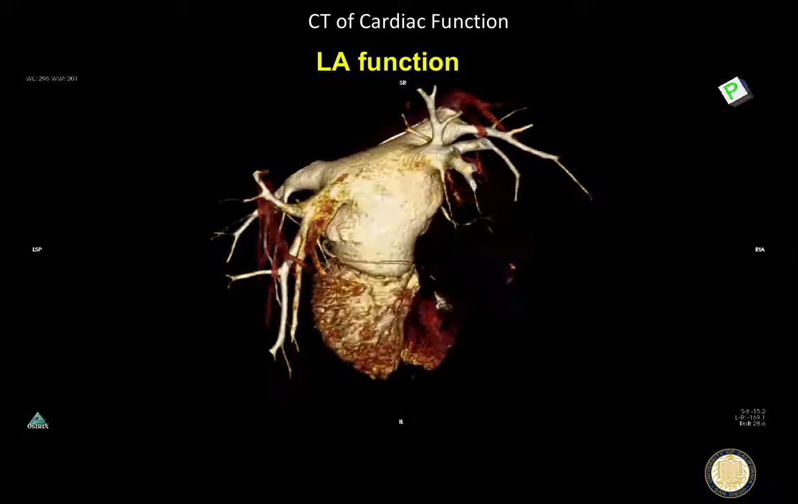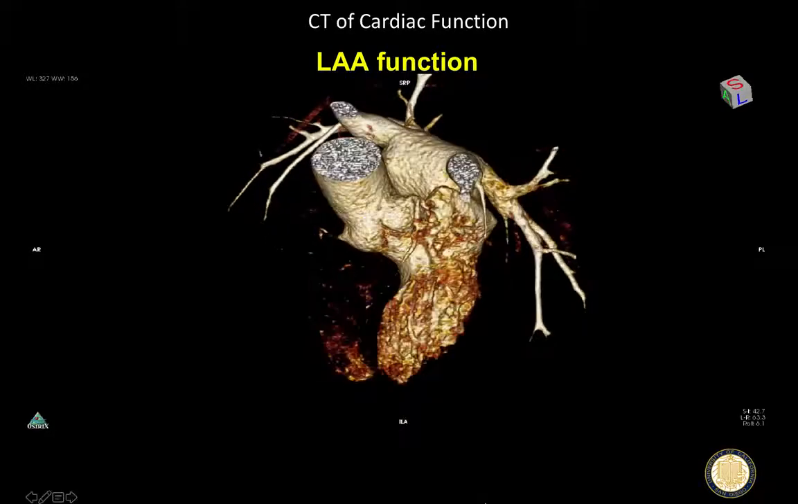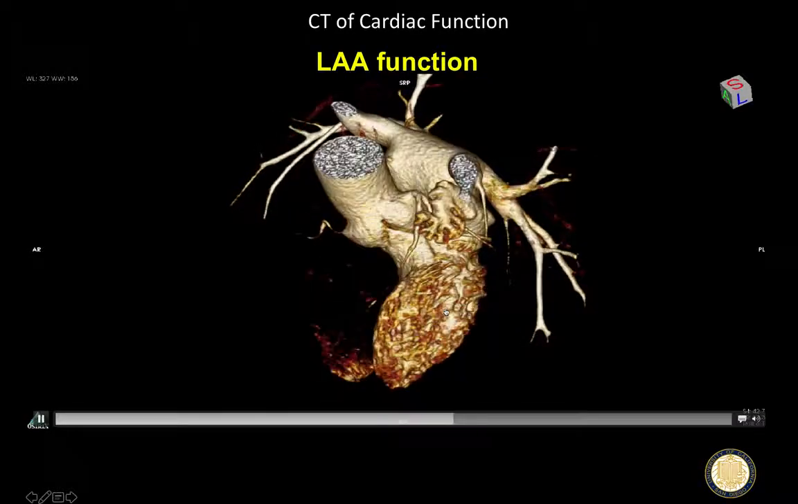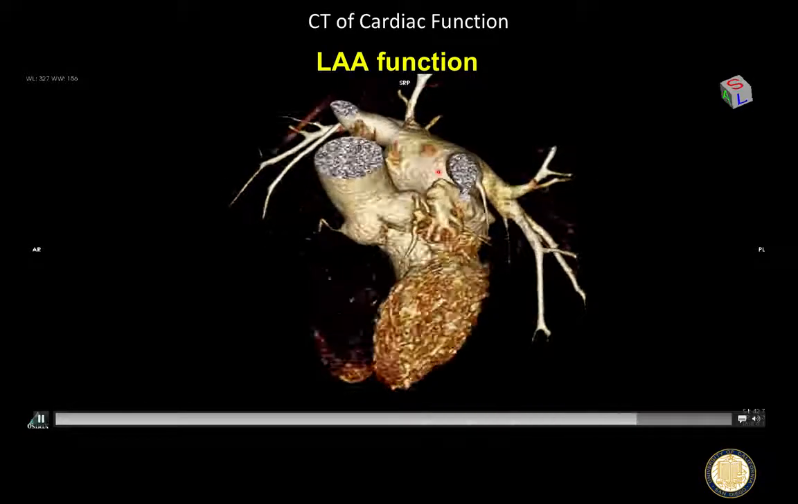So this is left atrial function, and people do not use CT for this, but I think it's coming, or I'd like it. We're going to try and push it. This thing here, this is the left atrium.